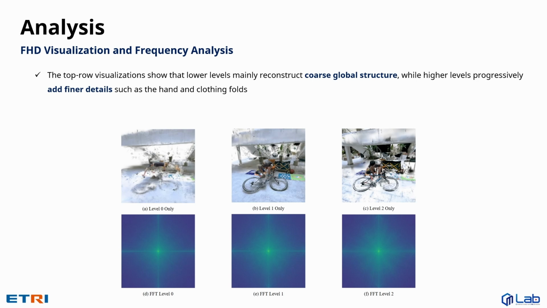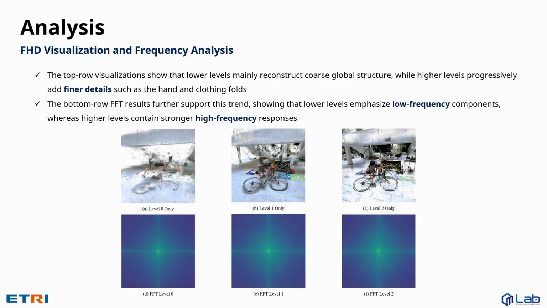The top row visualizations show how different hierarchy levels contribute to reconstruction. Lower levels mainly recover the coarse global structure, while higher levels progressively add finer details. For example, regions such as the hand, bicycle structure, and clothing folds become clearer at higher levels.